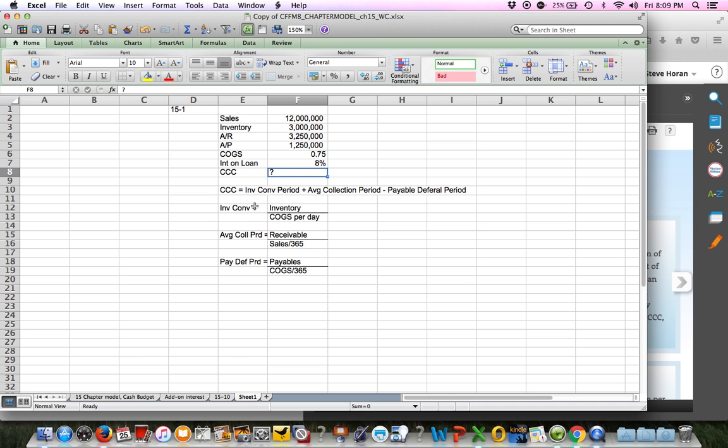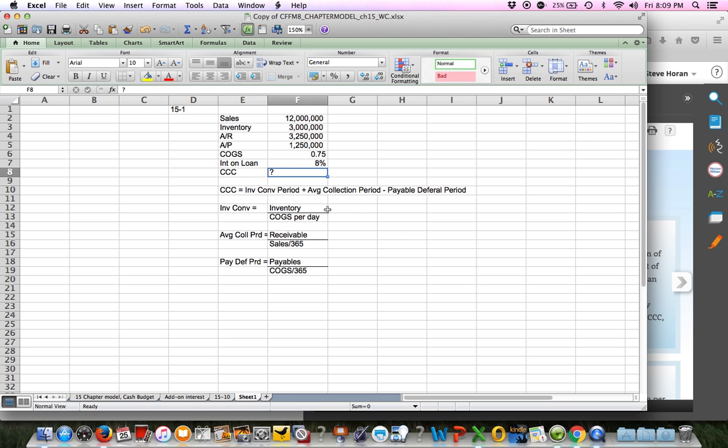And so just so you know, and you should have seen this when you saw the PowerPoints and read through the chapter, the CCC is three things: your inventory conversion period, plus your average collection period, minus your payables deferral period. So basically, what's that time difference between a sale and collecting? That is really what it turns out to be.